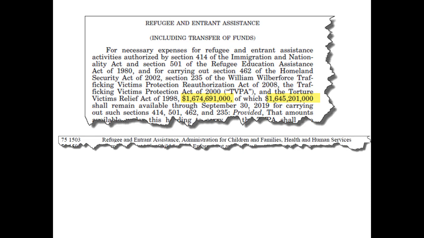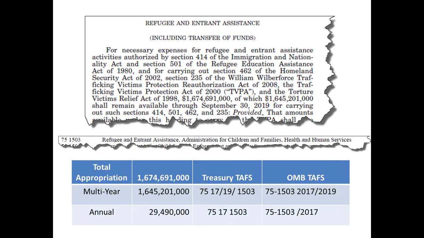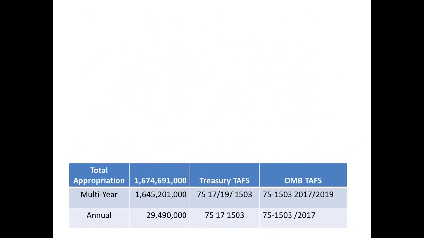In the absence of any other language making the funds available for more than 1 year, the default 1-year availability applies. In these types of cases, Treasury has to do the math by subtracting out the amounts available for more than 1 year and warranting the difference to an annual TAFS. So, we have the total appropriation, less the amount available in a multi-year 17/19 account, leaving the remaining $29,490,000 in a 2017 annual account. Let's take a look at the Treasury Warrant for the Refugee and Entrant Assistance accounts.